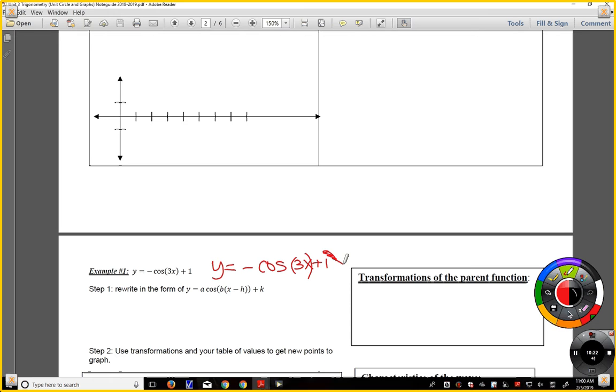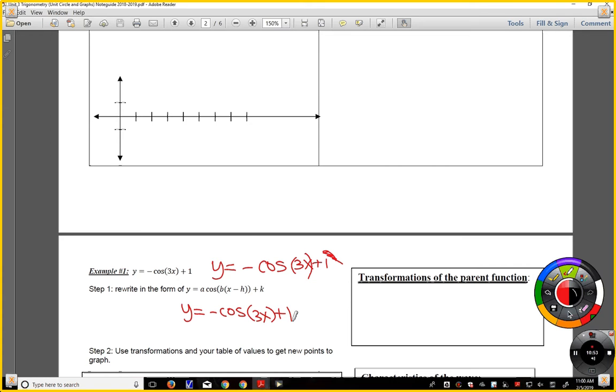And so the first step that I wrote down for you guys is to remember to rewrite the equation if there's a b value. And there is, but because that plus 1 isn't inside the parentheses and it's outside the parentheses and there's nothing being added or subtracted to x, there really isn't any need for us to rewrite it. So how it's written is perfectly fine for us to start figuring out the different parts of the graph and things like that.